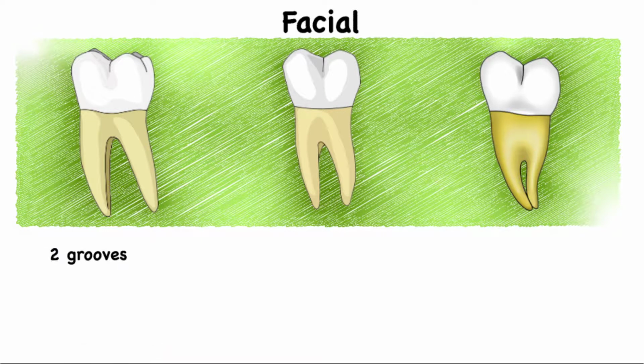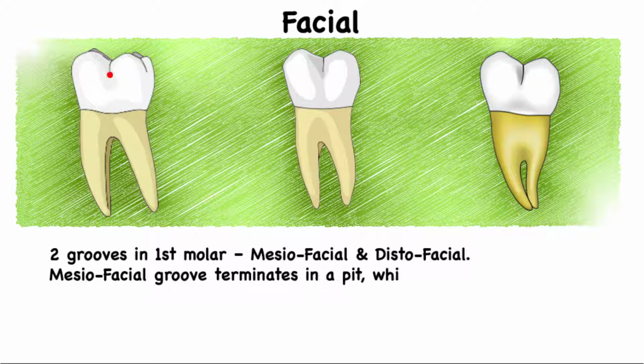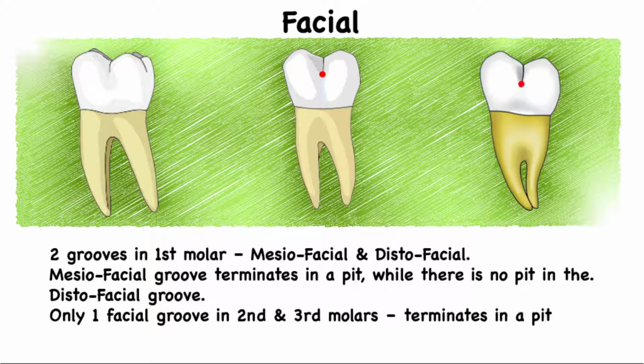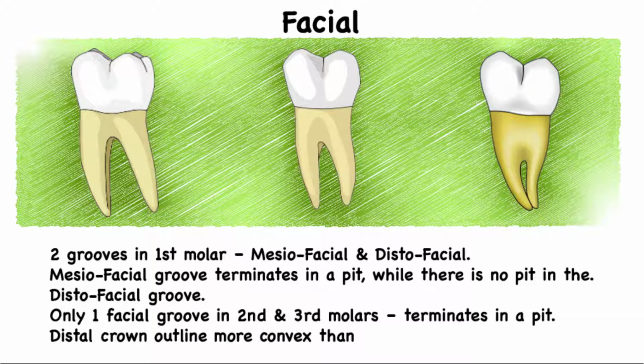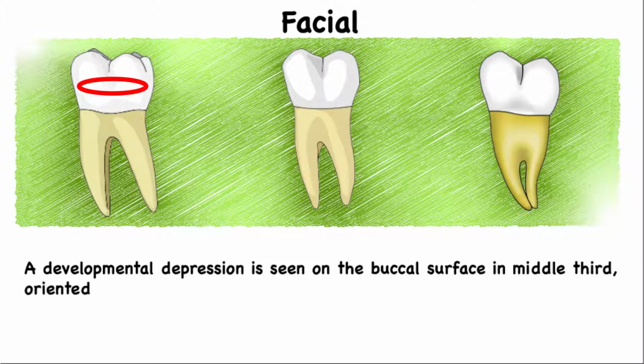There are 2 facial grooves in first molar and they are mesiofacial and distofacial. The mesiofacial groove terminates in a pit, while there is no such pit in the distofacial groove, and only one facial groove is seen in second and third molars, and this groove terminates in a pit. The distal crown outline is more convex than the mesial crown outline. A developmental depression is often seen on the buccal surface in the middle third, which is oriented mesiodistally.